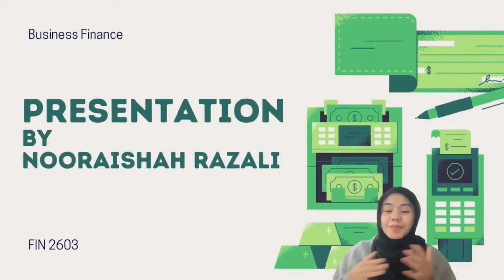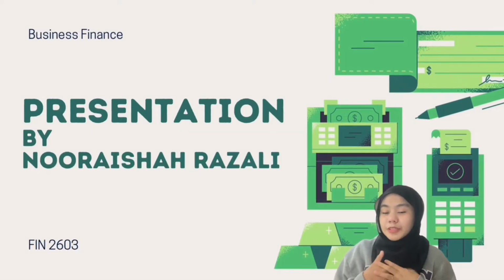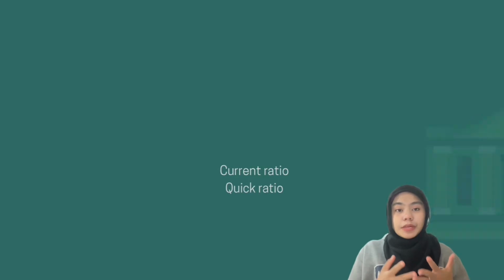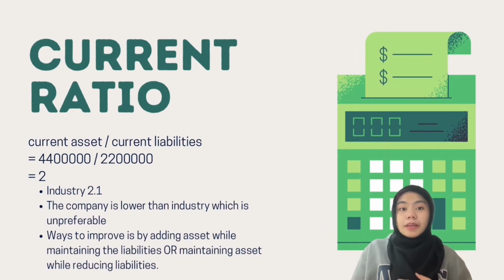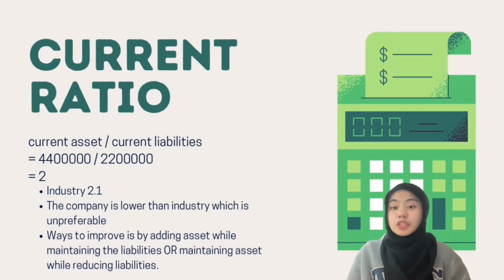My name is Nooraishah Binti Razali and I'm in charge of the calculation of ratios. For current ratio, as you can see here, it is current assets divided by current liabilities. It becomes 2.